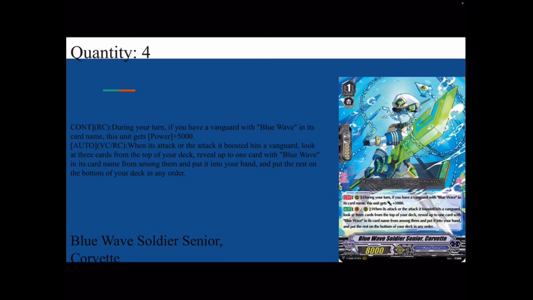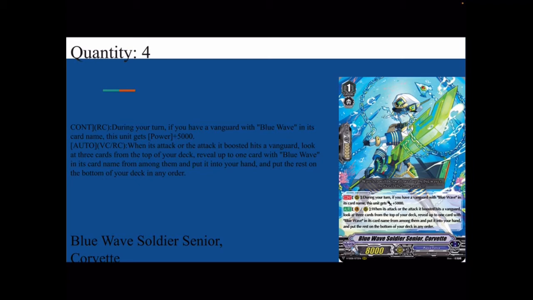And finally, 4 copies of Blue Wave Soldier Senior, Corvette. Is he a car? Underwater? Because if so, why does he have a sword that kind of looks like Pascal's shield and also have a water chain and is also blue? But anyways, 8k base, 10k shield, a continuous rearguard circle during your turn if you have a Vanguard, Blue Wave, and its card name gets plus 5k power. So that's really good. But at the same time, that means you cannot be on Revan or Riptide. You have to be on Valios.